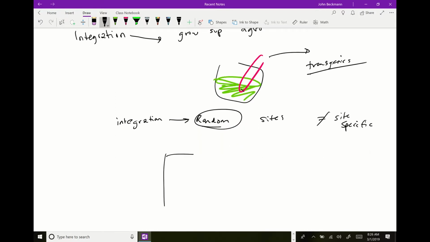Dr. Becker, this bacterium infects like the stem near the roots. Okay. So how does it change the seeds? How does it change the seed? Well, you could dip the seed in there. You know what I'm saying? Or you could propagate from the plant.